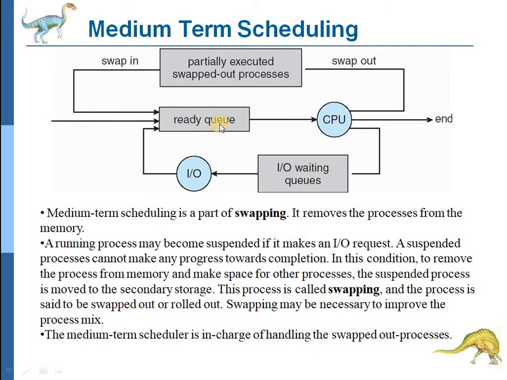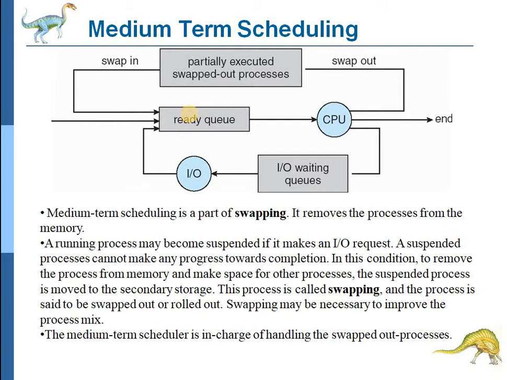Here the process selected from the ready queue is placed into the CPU for execution. It is suspended from the CPU, which is called a swap out, meaning partially executed processes are swapped out. Those swapped out processes are swapped in again into main memory for further execution whenever needed. This is called the medium-term scheduler. Again, we were seeing the difference between the long-term, short-term and medium-term schedulers.